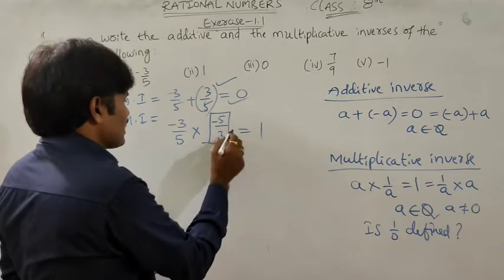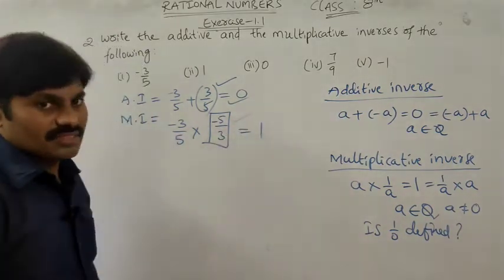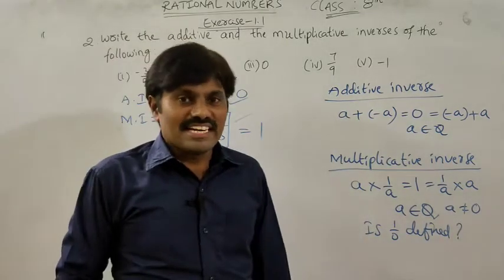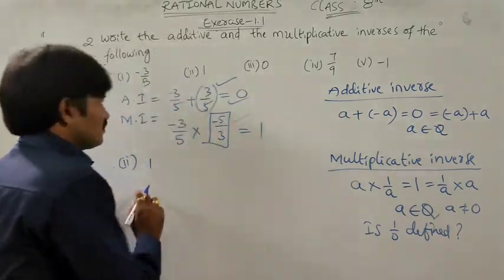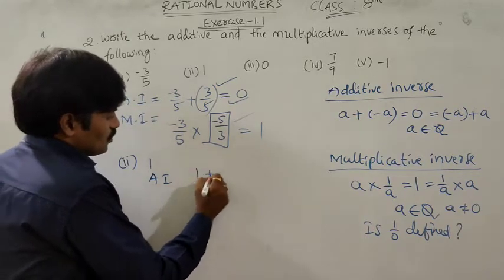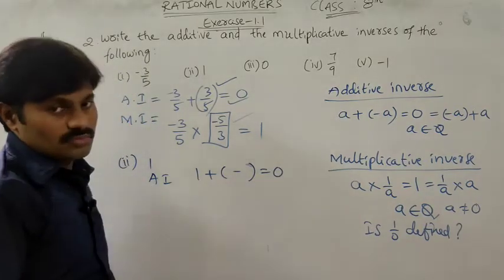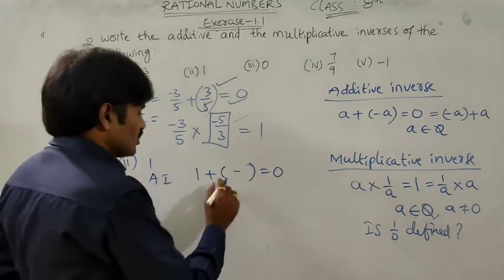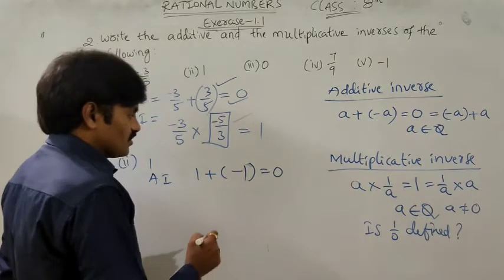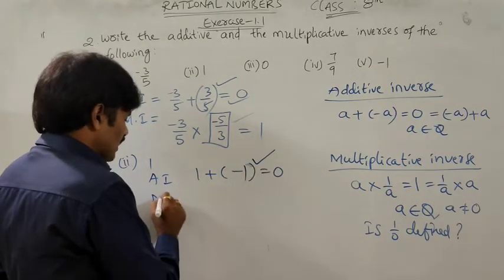Since 5 gets cancelled, 3, minus into minus, plus 1. So this is the answer. Clear? Now see the additive inverse of 1. What number do I have to add to get 0? Yes, that is minus 1. So the additive inverse of 1 is minus 1. And what is the multiplicative inverse of 1?